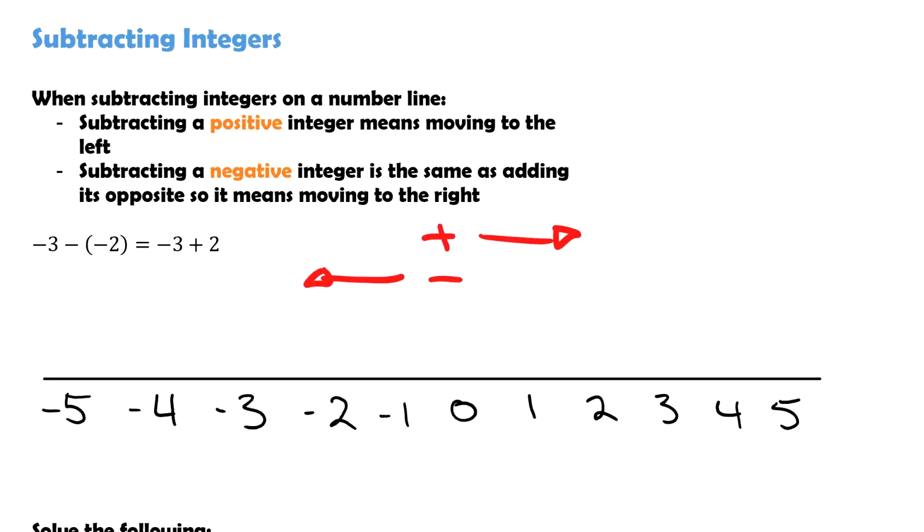Now, essentially when you're saying subtracting a negative integer is the same as adding, notice here we have two negative symbols, one's a minus and one's a negative. When you have two of those symbols next to each other like that, it transforms into a positive. It's the same as having plus. So negative 3 take away negative 2 is the same as having negative 3 plus 2.